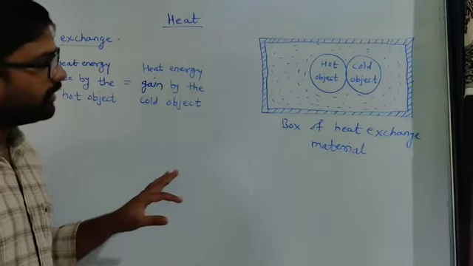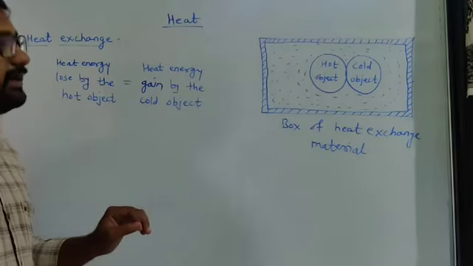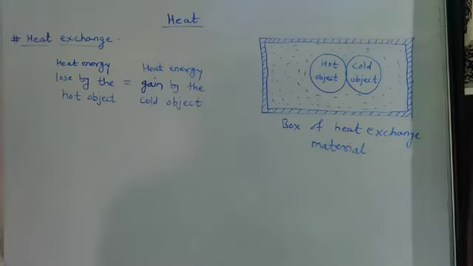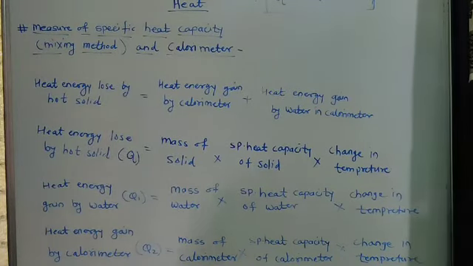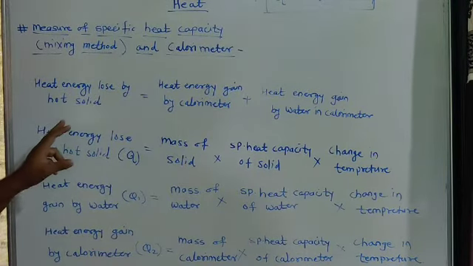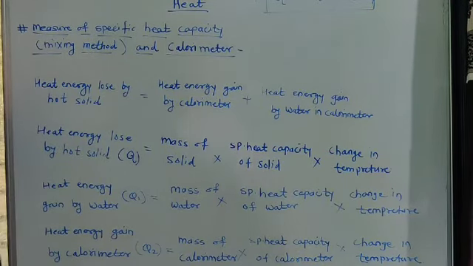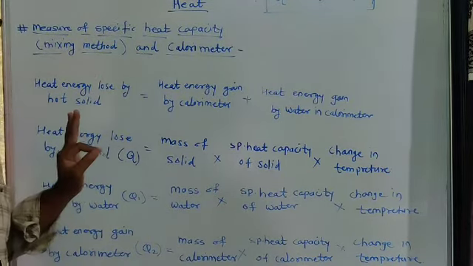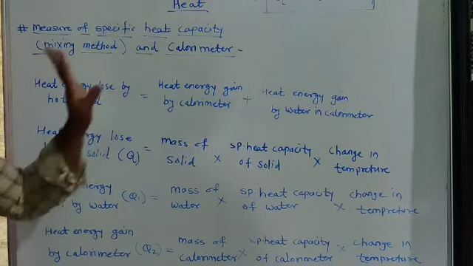Okay, so now the next topic we have to see is specific heat capacity. We have to calculate specific heat capacity by using the mixture method and calorimeter. Now the next topic is the measurement of specific heat capacity by the mixing method, using a calorimeter. Okay, so here we have to calculate the specific heat capacity of some hot object, by using the mixing method and calorimeter.